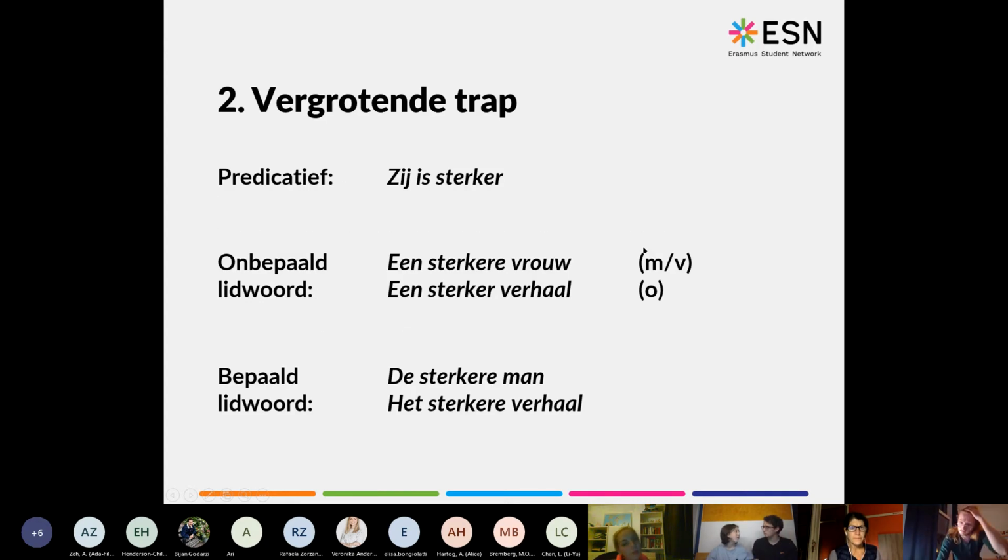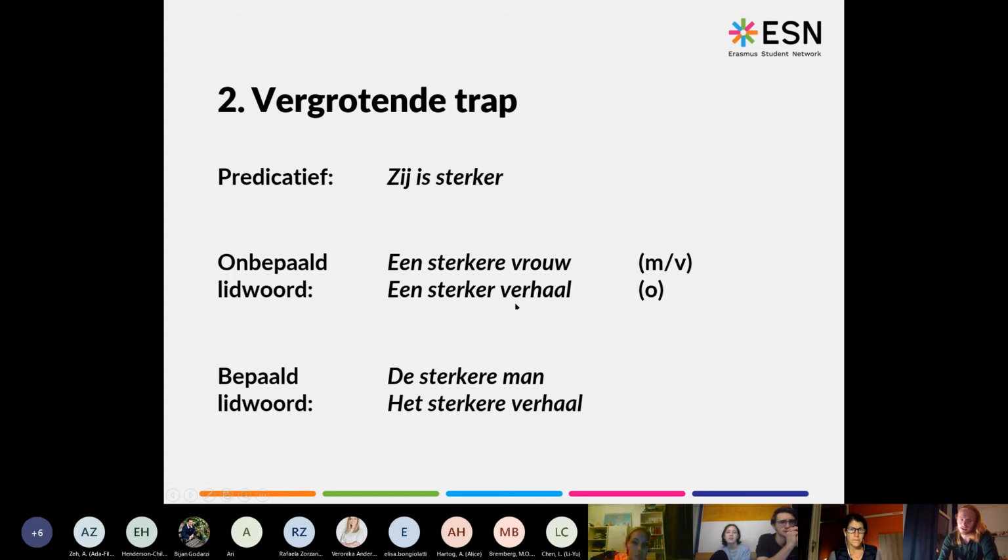Then the comparative, the enlarging step. So you make something bigger. How do you do this? You just add ER to the end, just like in English. The only thing you have to keep in mind is that you also add the E when necessary. So here in the predicative form, we don't add an E, of course. Zij is sterker, she is stronger. But if it's a de word, like vrouw, then you do add an E. So een sterkere vrouw, a stronger woman.